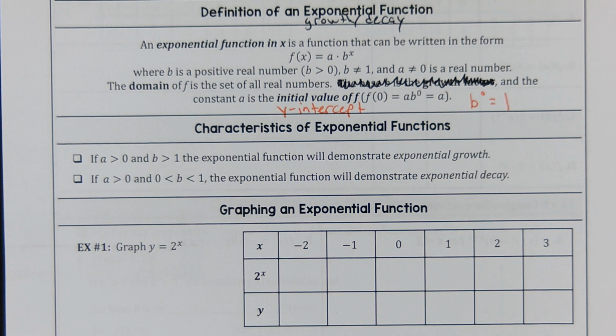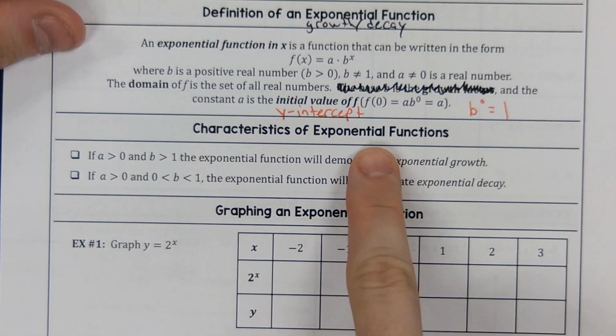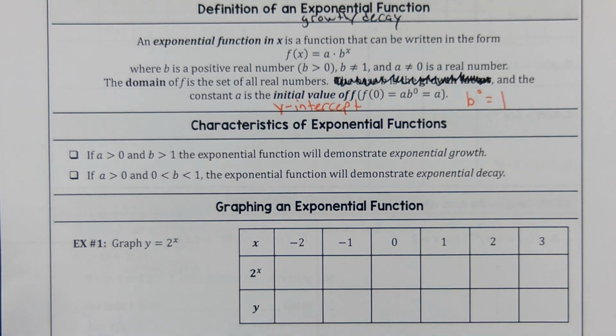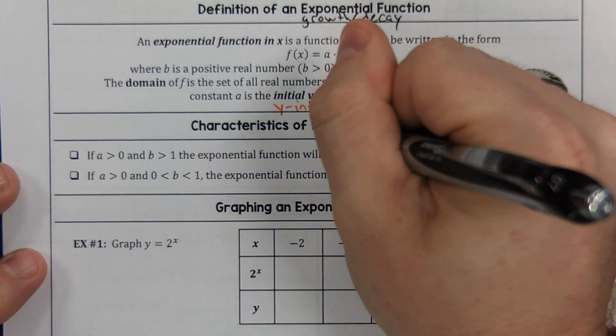As long as a is positive, and by the way, in order for it to be called an exponential growth or decay function, a must be positive. So again, it's not characteristics of exponential functions, it's specifically exponential growth or decay functions.